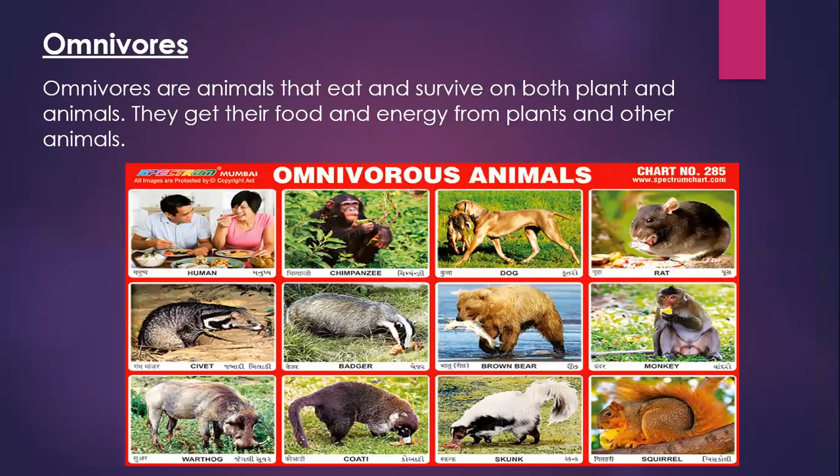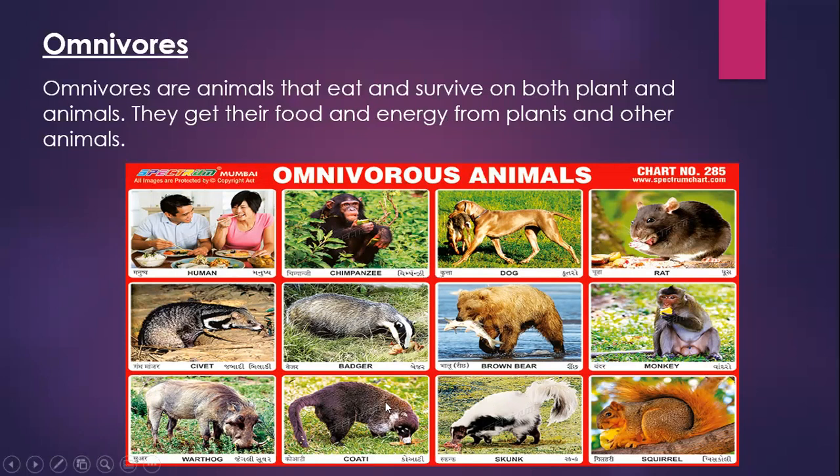Now the third type is omnivore. Who are omnivorous animals? Just see. You can also see from the pictures and understand. Omnivores are animals that eat and survive on both plants and animals. Omnivorous animals can eat plants, and if they do not find plants, they can also eat meat, different types of animals.